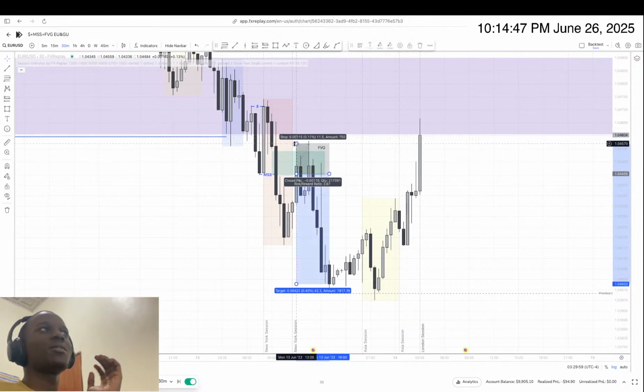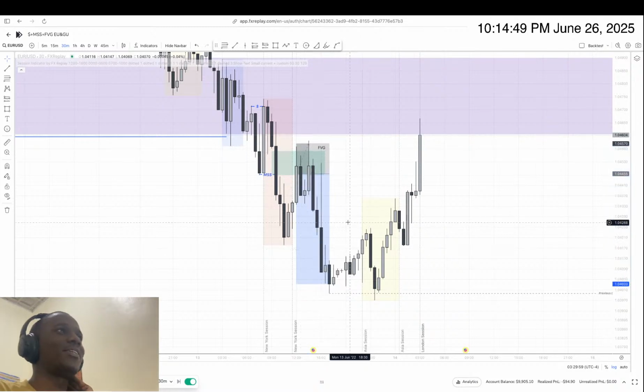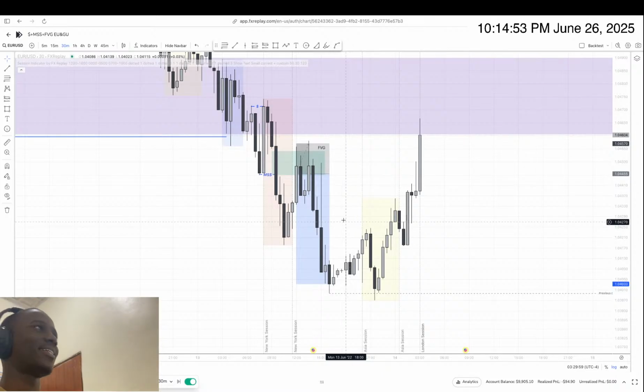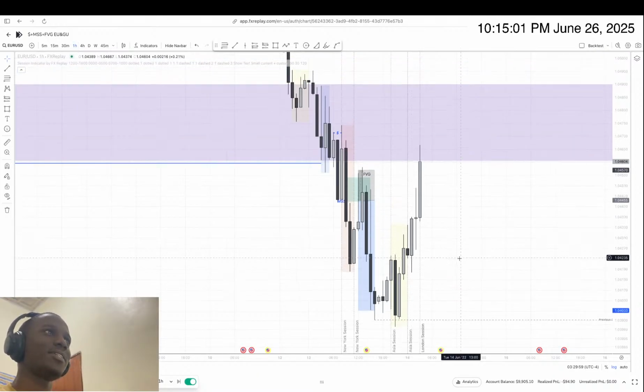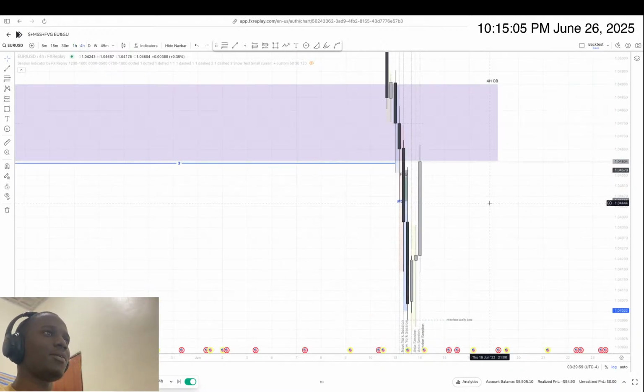Ooh. Wicked out and then it goes in your direction. I hate that, man. I hate that. But yeah, no worries. And so far, Asia provided another good entry as a retracement. But let's see what POI we will be in here.